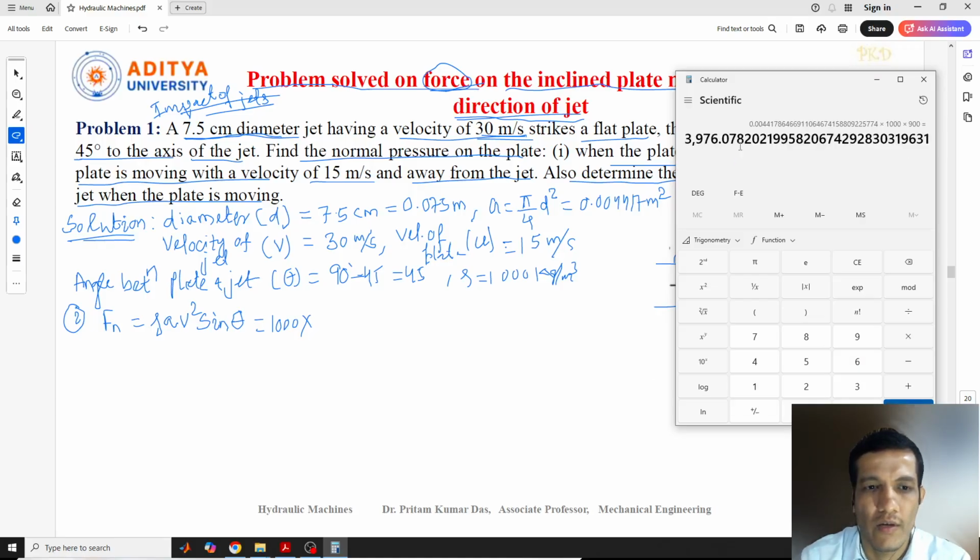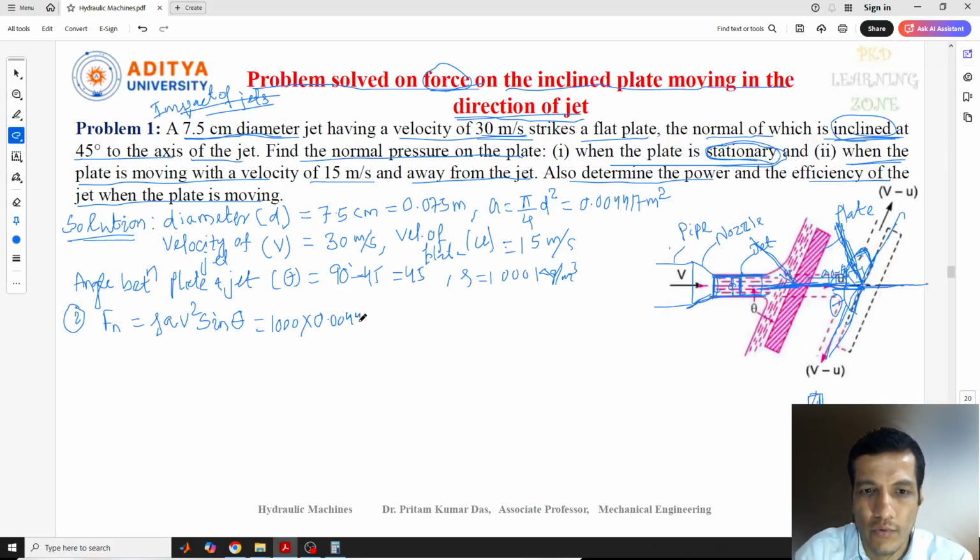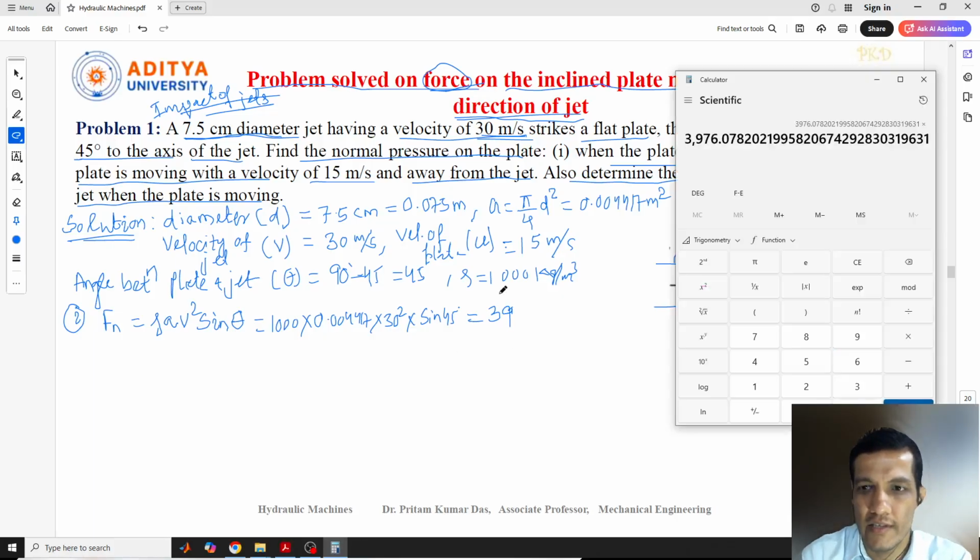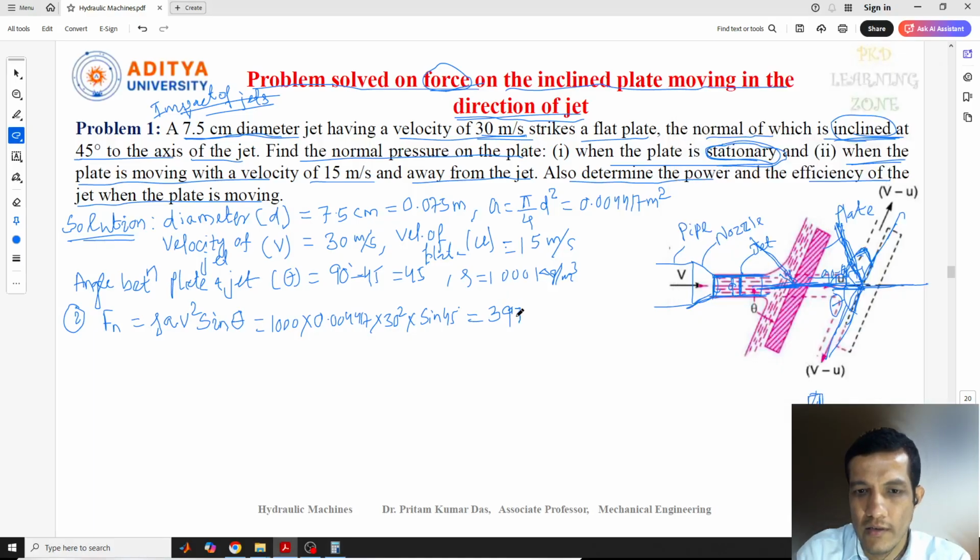We got this value into, okay, into this value I can write here, otherwise it will be gone. So let me write here first. This is area equal to 0.004417 into 30 square into sine 45 degree. So we got a value of multiplication. We got this value 3939.76 something we got into sine 45.